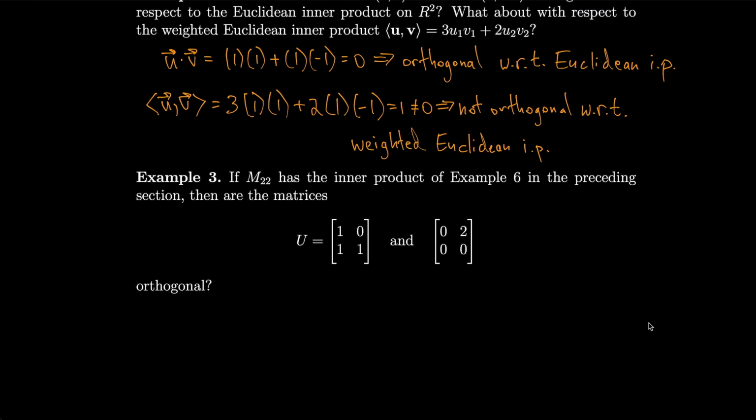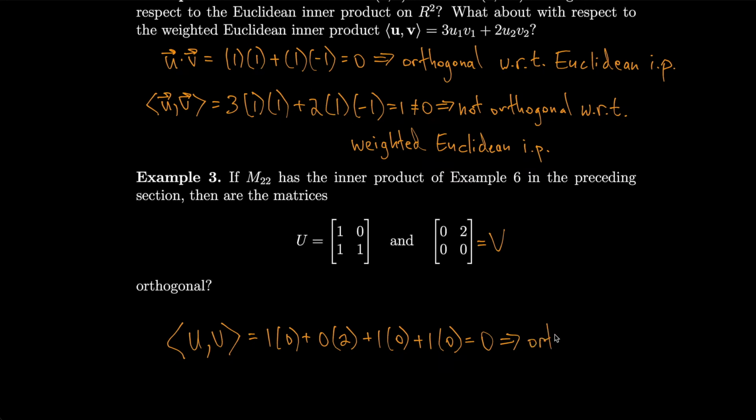If M22 has the inner product in example 6 of the previous section, then are the matrices U and this one right over here orthogonal? How about I set this one equal to V? So then we have the inner product of U and V, using the standard inner product for matrices. We have 1 times 0 plus 0 times 2 plus 1 times 0 plus 1 times 0, by just multiplying the corresponding entries, and that equals 0. So that implies, yes, they are orthogonal.